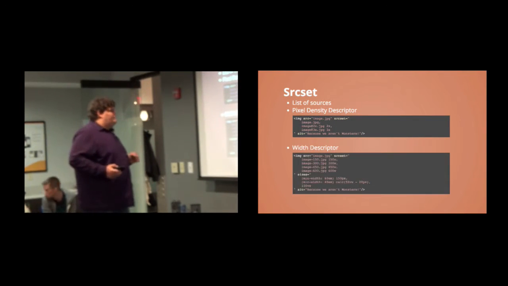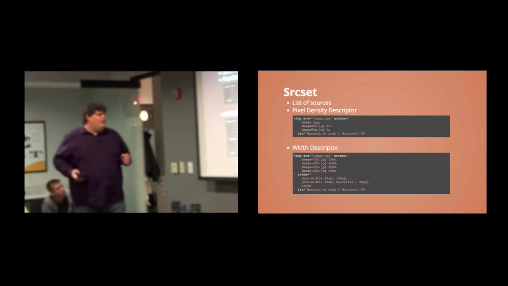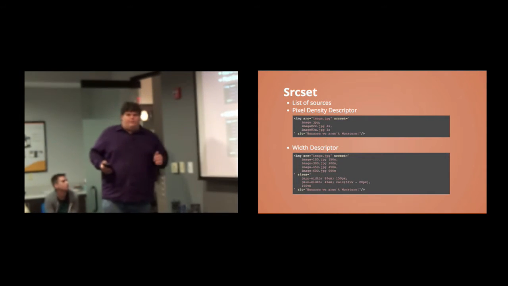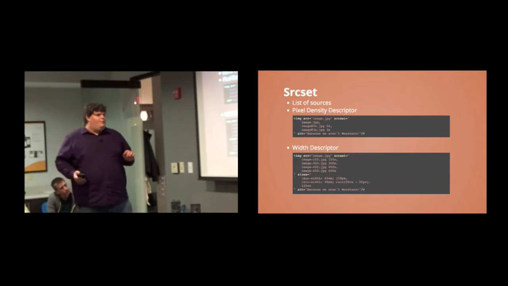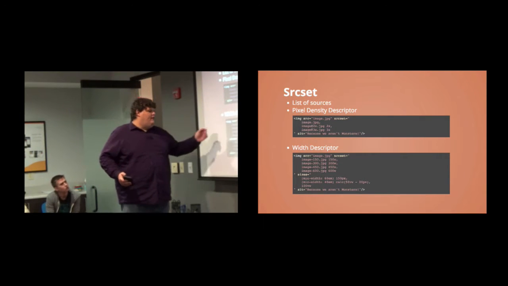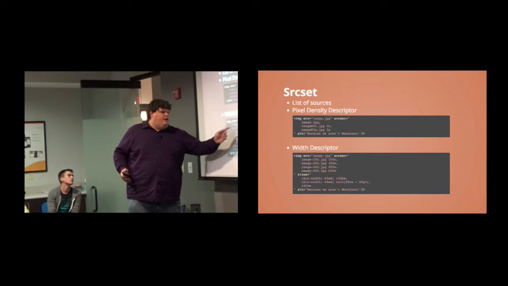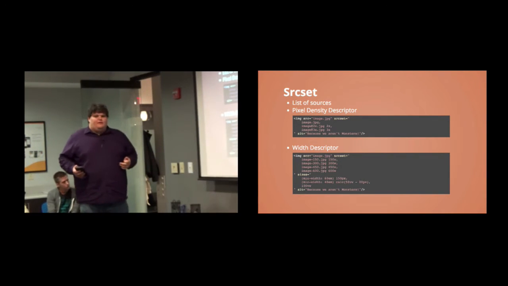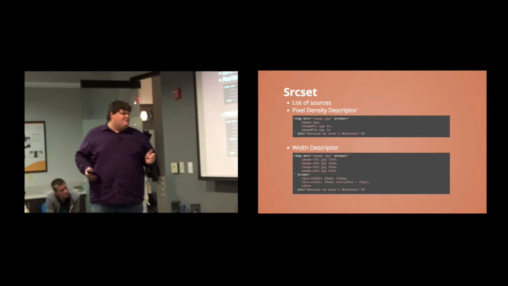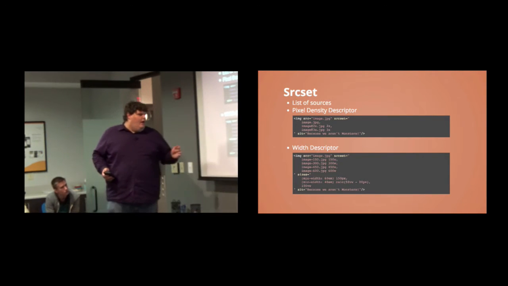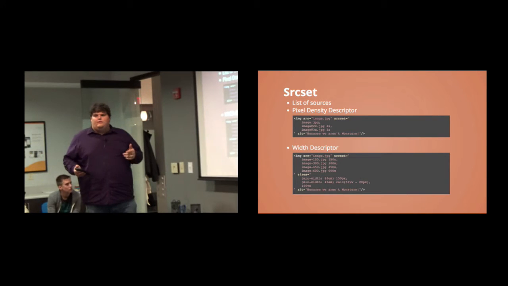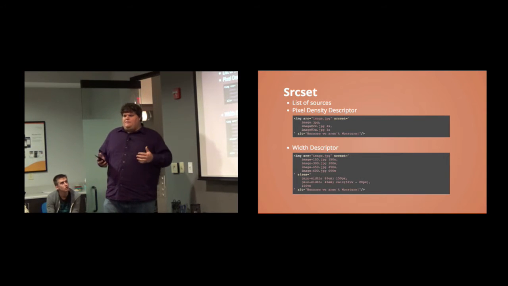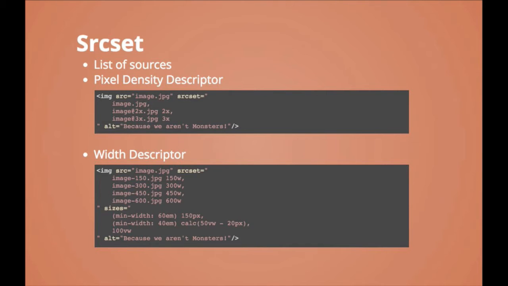The other descriptor is called the width descriptor. This syntax is a little bit more verbose, but I feel a lot more powerful. In this scenario, you list out the images, and then you tell the browser how wide those images are. And when you use the width descriptor, you have to use the sizes attribute as well. With the sizes, you're telling the browser, at these various sizes, I want my image to be basically this size in CSS pixels or other CSS units.